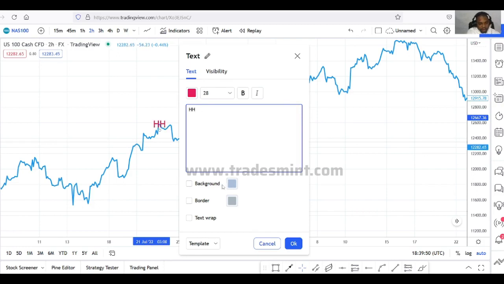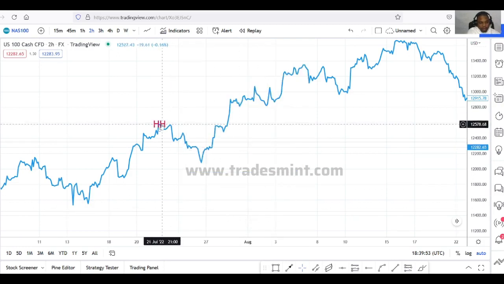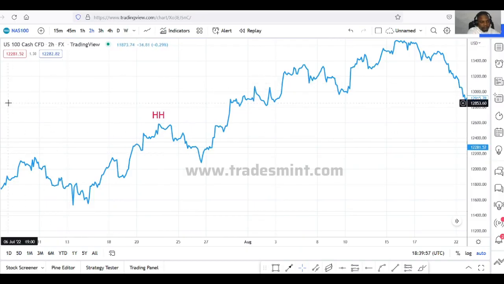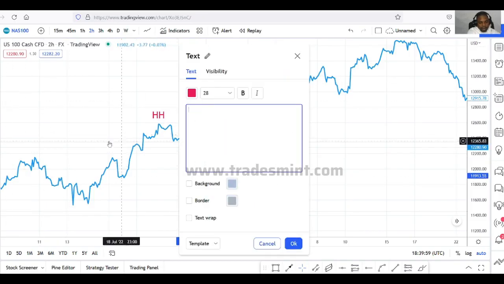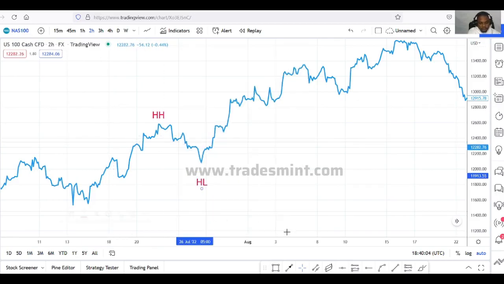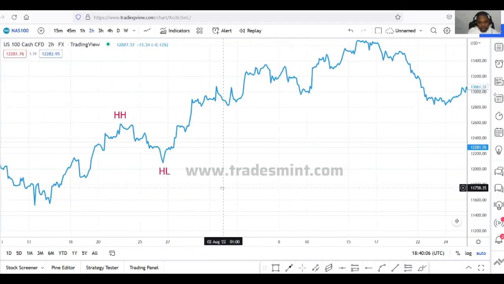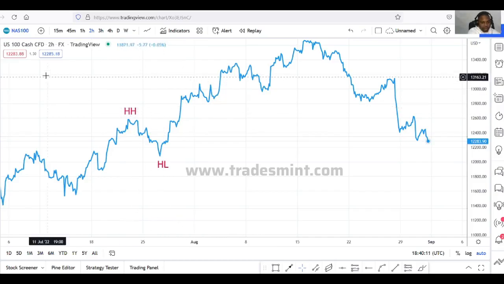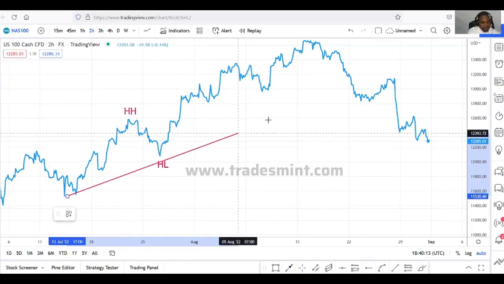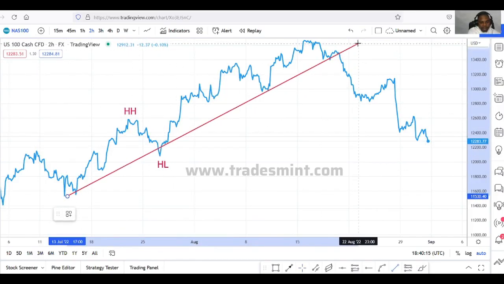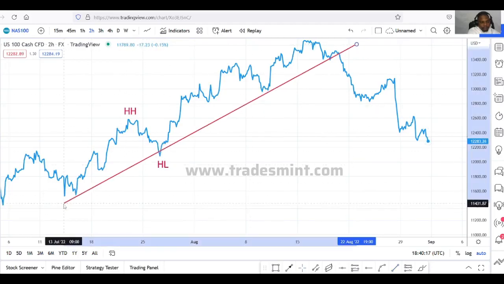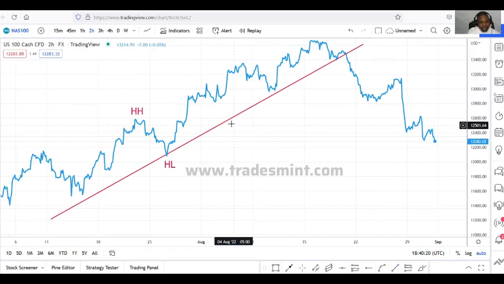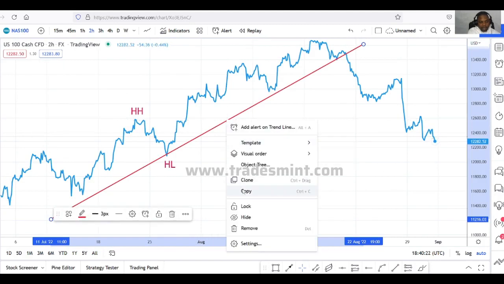The HH is there at the top and the HL, the higher highs and the higher lows. This is what makes the whole trend to be what it is right here, as you can see. So this continues as it is until there at the top, when we're having the very same series of higher highs and higher lows.